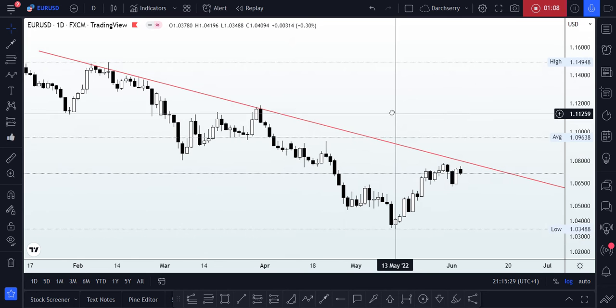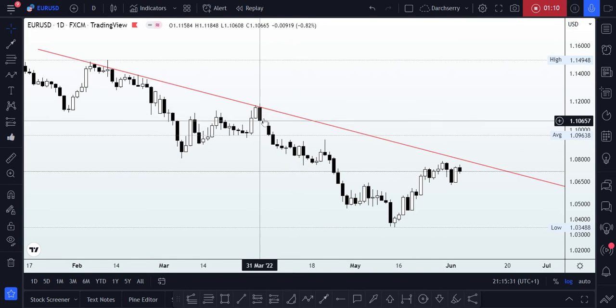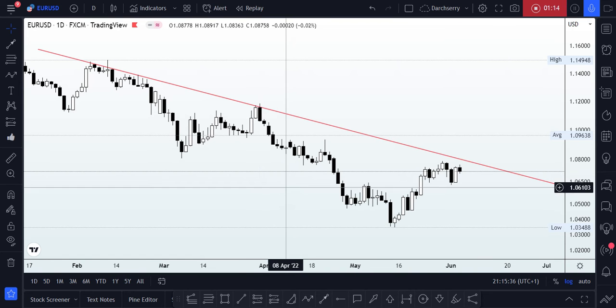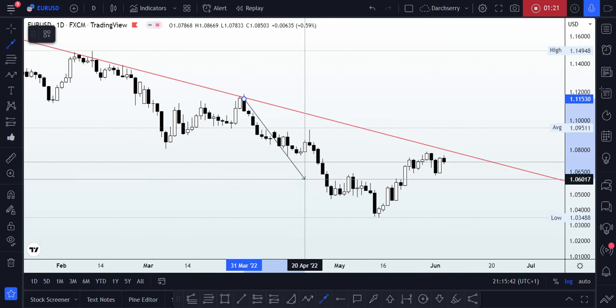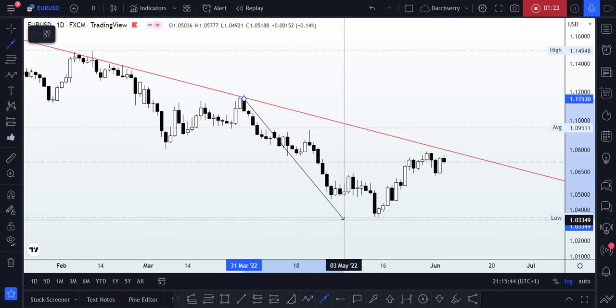So now with this information in hand, the second thing we want to look at is what has been happening since the beginning of April. And if we look left, we can see that since the beginning of April, we had this impulsive move to the downside, which should now be our impulse leg going forward.